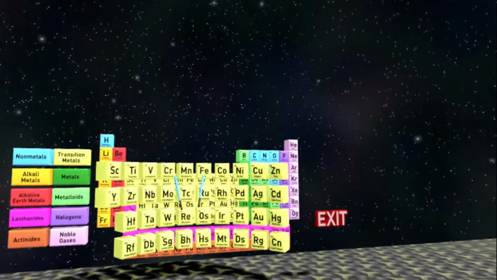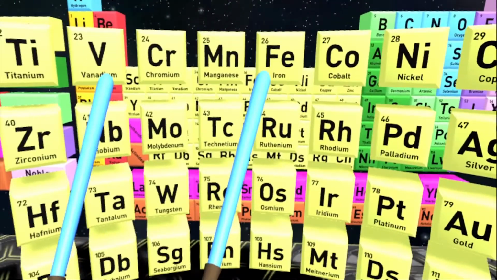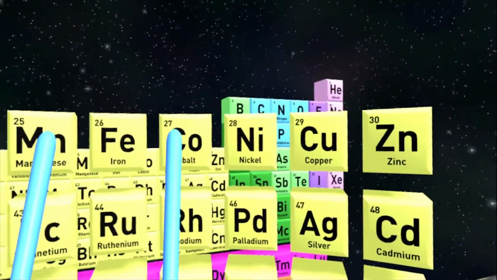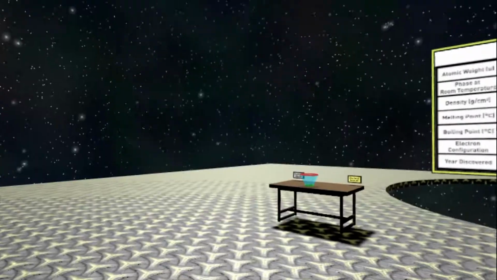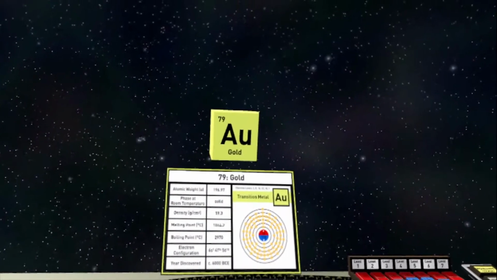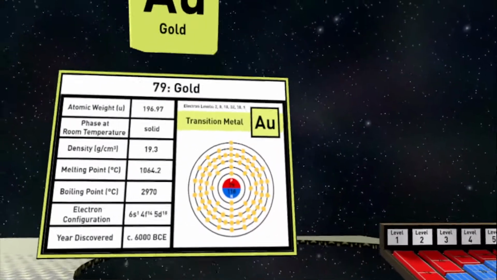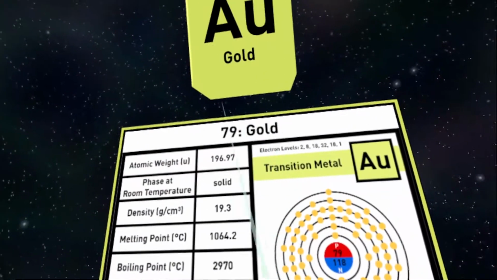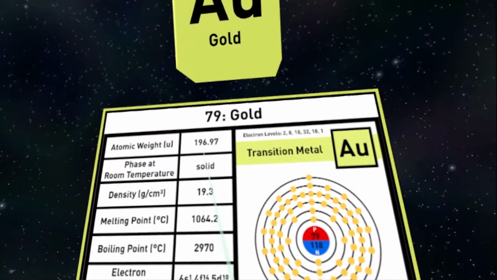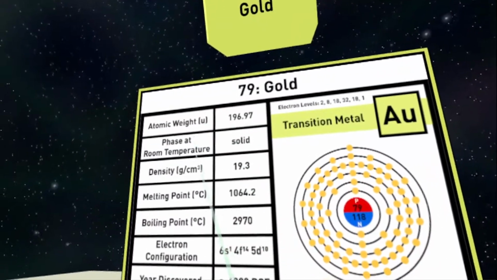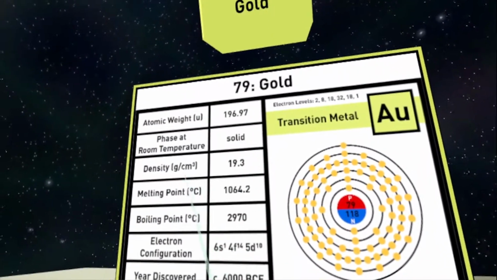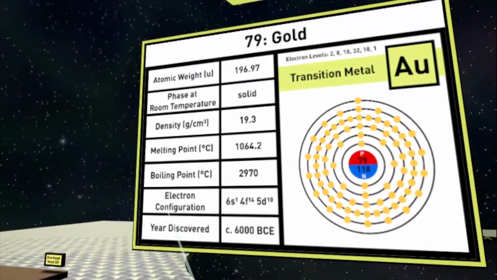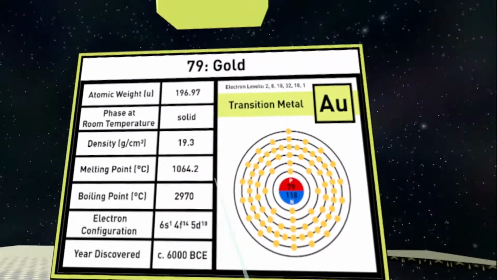We can go back over to our periodic table and use our batons to select, gotta do gold, right? There we go. Now we have gold selected. On the info screen, we can see it says gold. We've got its atomic number, its atomic weight of about 197. Phase at room temperature is solid. We've got our density, melting point, and boiling point, our electron configuration, and the year discovered.